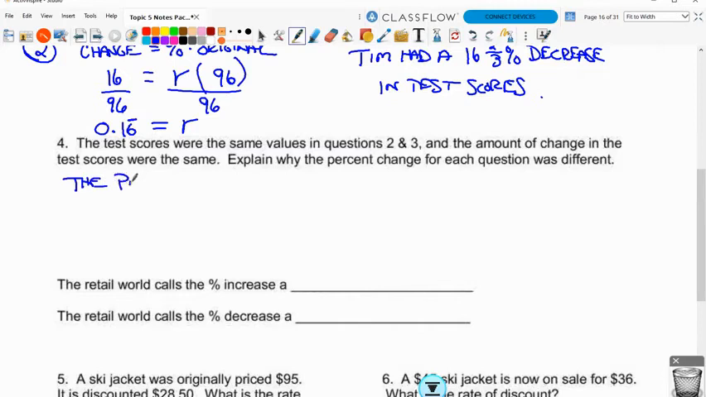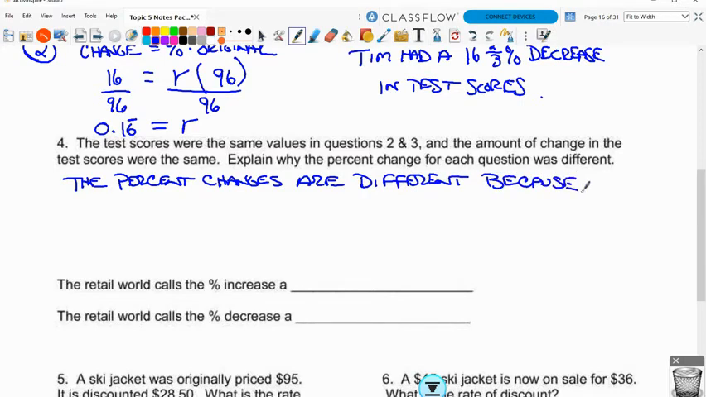The percent changes are different because the original scores are different.